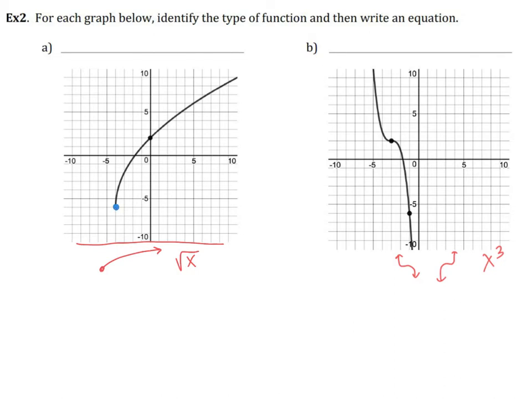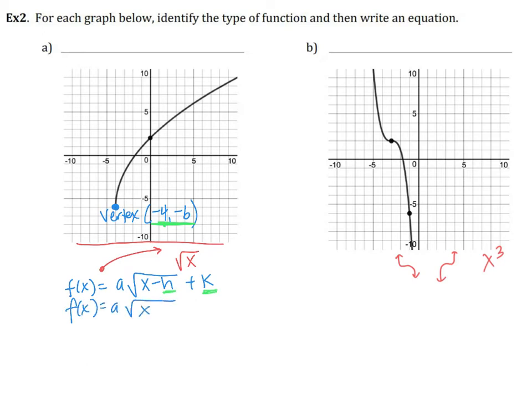So for a square root function, we have a vertex. So this is our vertex right here, and our vertex is left 4, down 6. So if we have our function, it's a times the square root of x minus h, plus k. So I can fill in -4 and -6 for my h and k. So my next step is a times the square root of x plus 4, because I have to subtract a -4, and then I get -6.